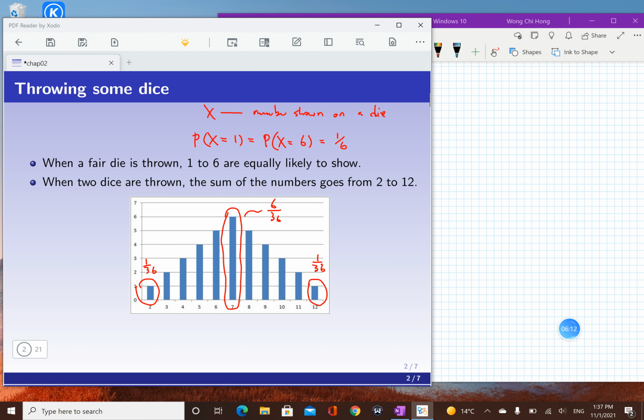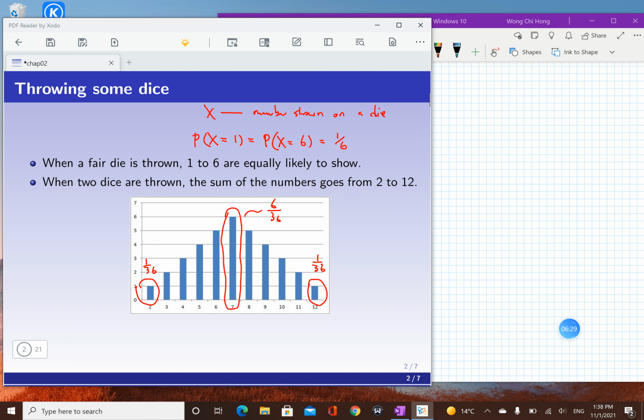Out of all 36 possible outcomes, you've got two dice to throw. Of all the combinations that you can have, there's only one of them that gives you a 2, and one of them that gives you a 12, but 6 of them give you a 7.